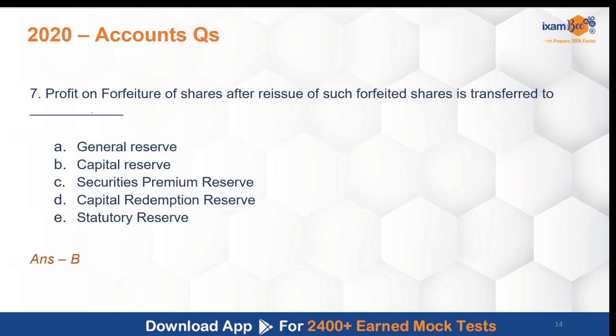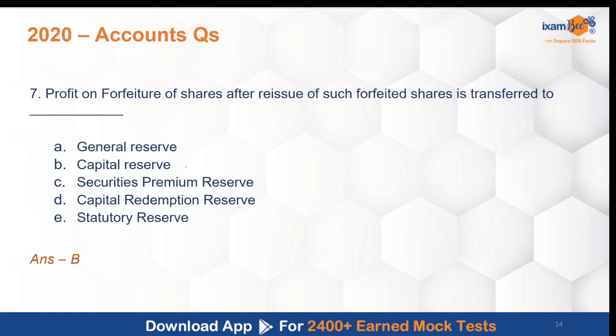Next question: profit on forfeiture of shares after reissue of such forfeited shares is transferred to which of the accounts? We have various reserves that are created under the reserves and surplus account on the capital side of the balance sheet, and they may be prepared for various purposes. There could be a general reserve, a capital reserve, a securities premium reserve, a capital redemption reserve, and a statutory reserve. General reserve is for any general operations activity for which the company can create a reserve and use it for any general purpose in the company.